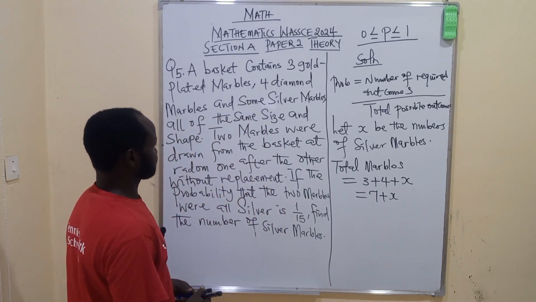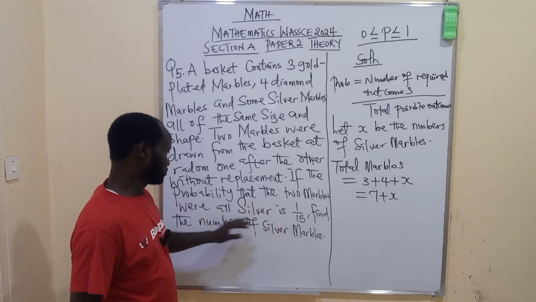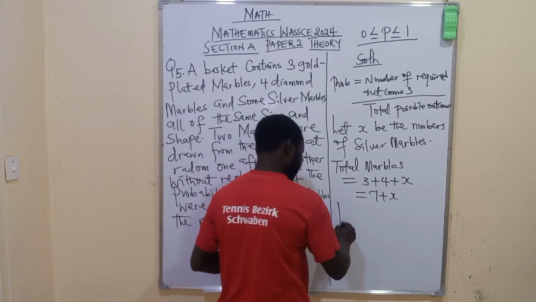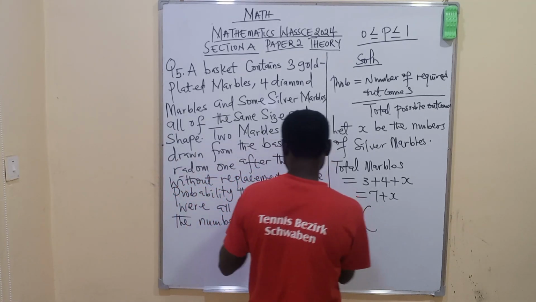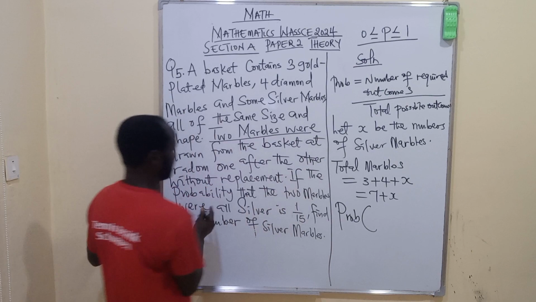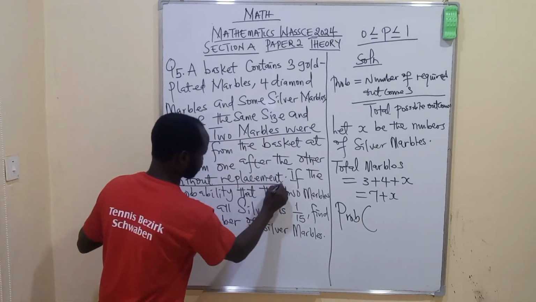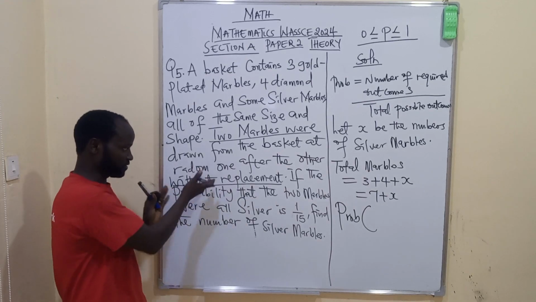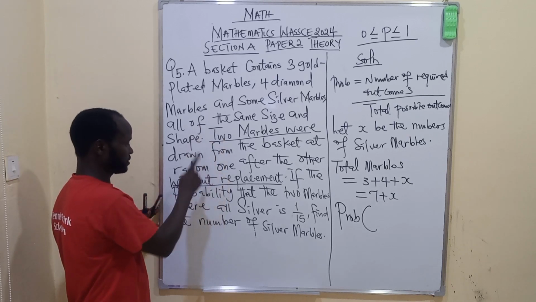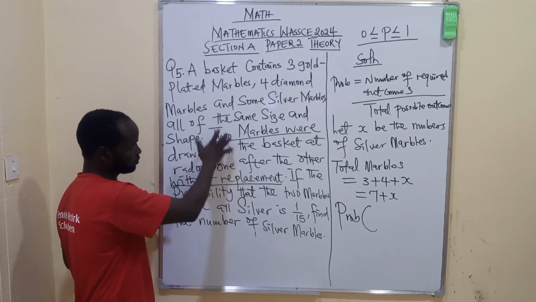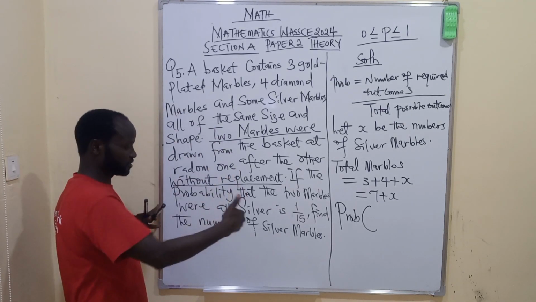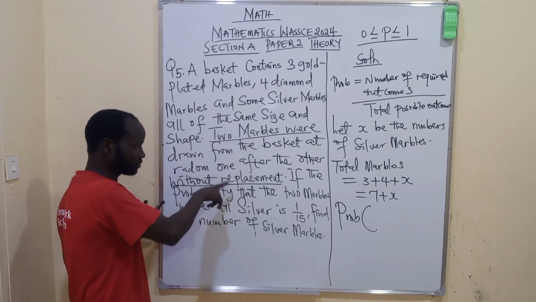The question says the probability that the 2 marbles were all silver is 1 divided by 15. Since we are picking 2 marbles, and another thing here is without replacement: when you pick, you don't replace it. There's a condition here. These two keywords are very important. If it is three, there's a way we'll solve it; if it is one, there's a way we'll solve it. But in this case, two marbles without replacement.